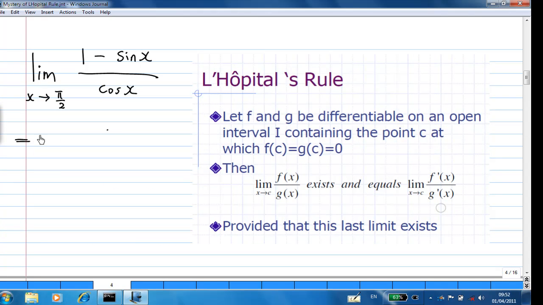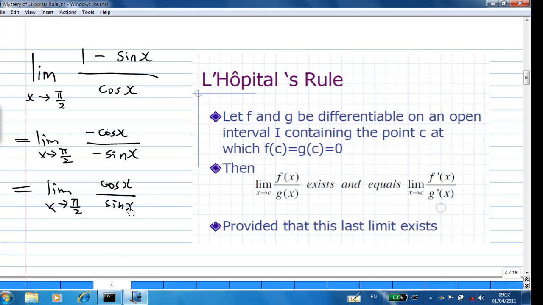Using the L'Hopital rule, this is equal to limit of x goes to pi over 2. Differentiate the numerator, you get minus cosine x. Differentiate the denominator, I get minus sine x. So this is the same as limit of x goes to pi over 2 of cosine x over sine x. When x approaching pi over 2, we know cosine x and sine x are continuous at pi over 2. This is equal to cosine pi over 2 over sine pi over 2, provided the denominator is not equal to 0. And we know that sine pi over 2 is 1, cosine pi over 2 is 0. So that will give me 0.